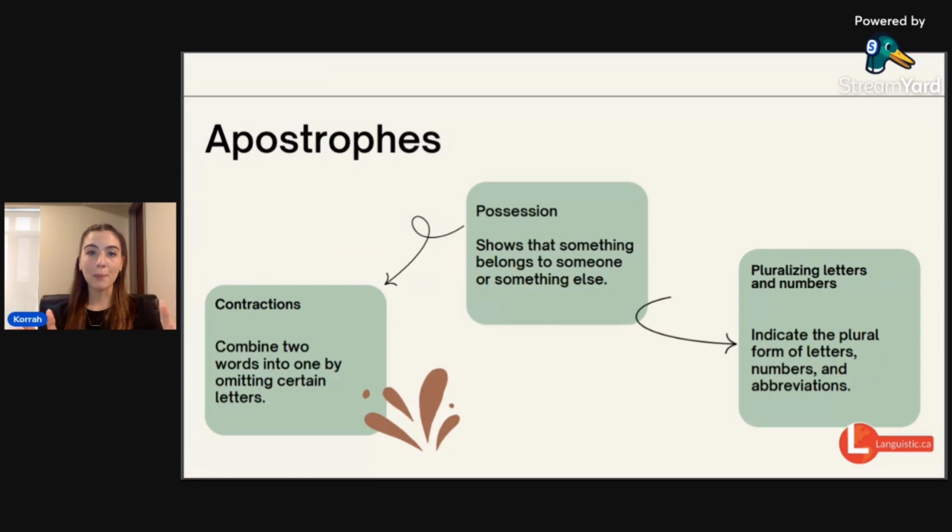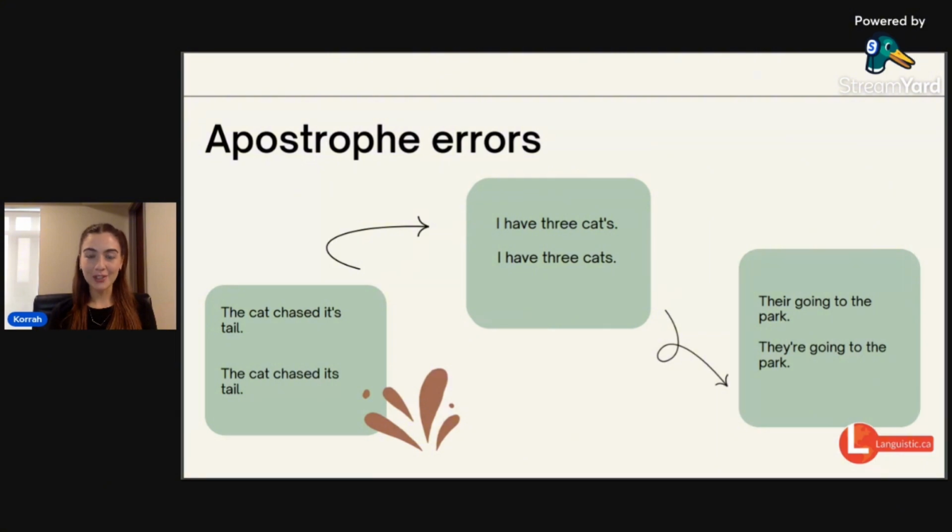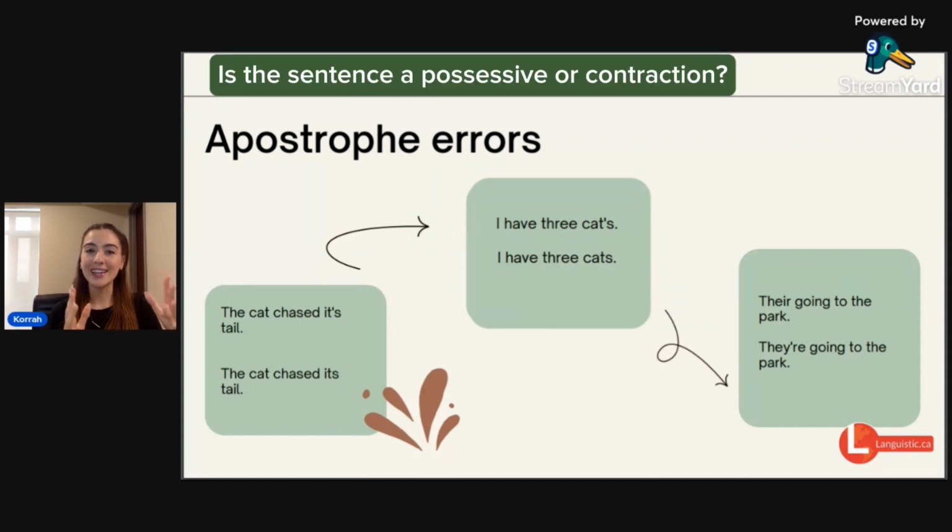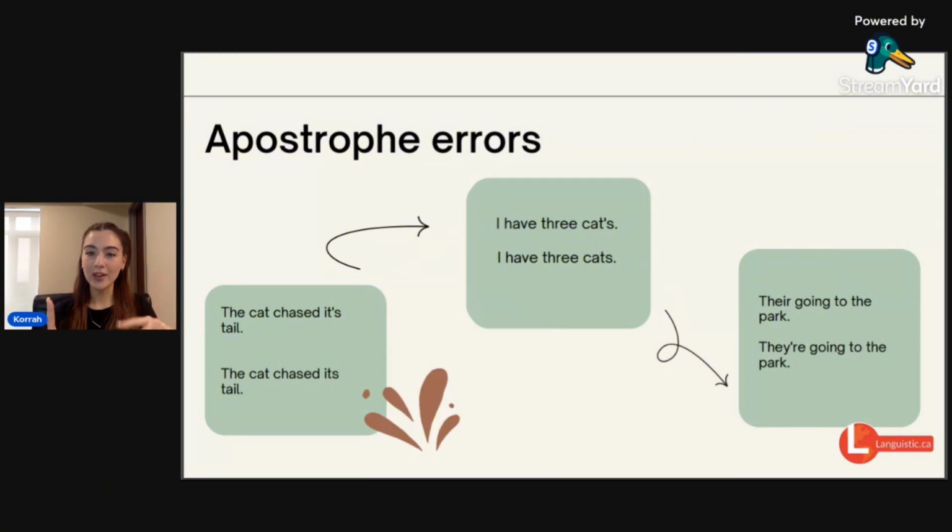So, to sum that up, contractions need apostrophes, possessions do not. Let's take a look at some examples. I want you to try to guess whether the sentence needs an apostrophe or not. For the first example, we have the cat chased its tail. Next, we have I have three cats. And finally, we have they're going to the park.